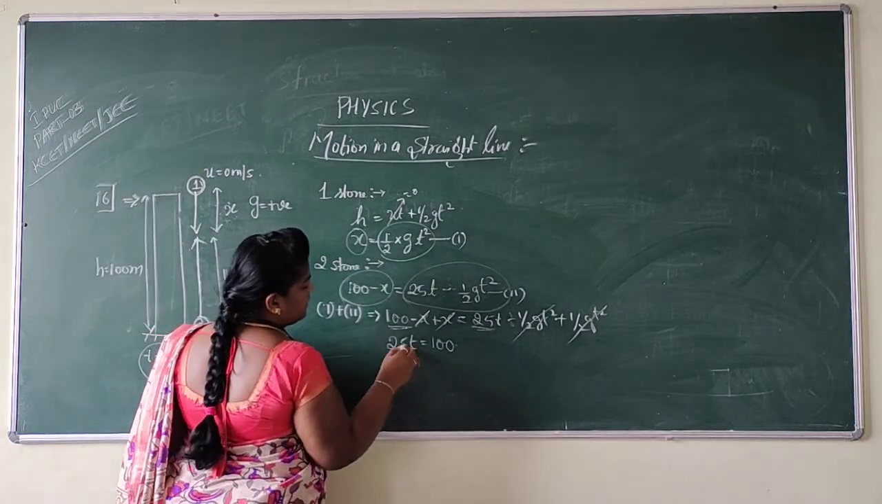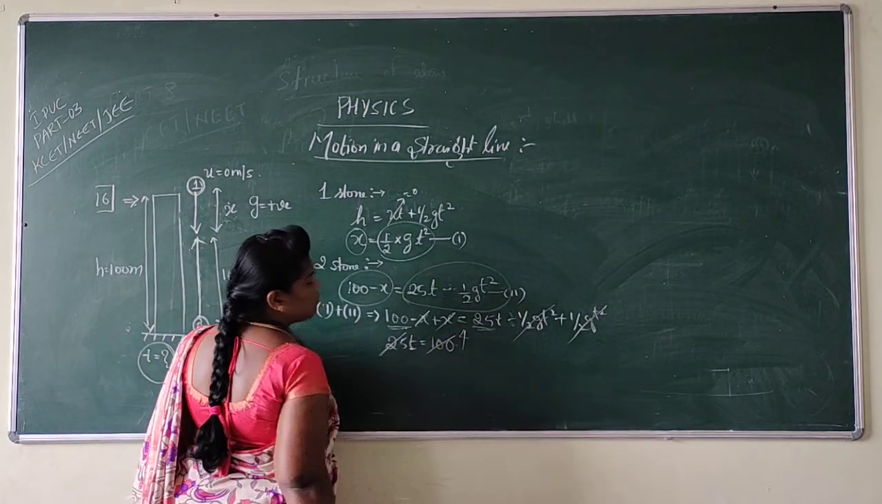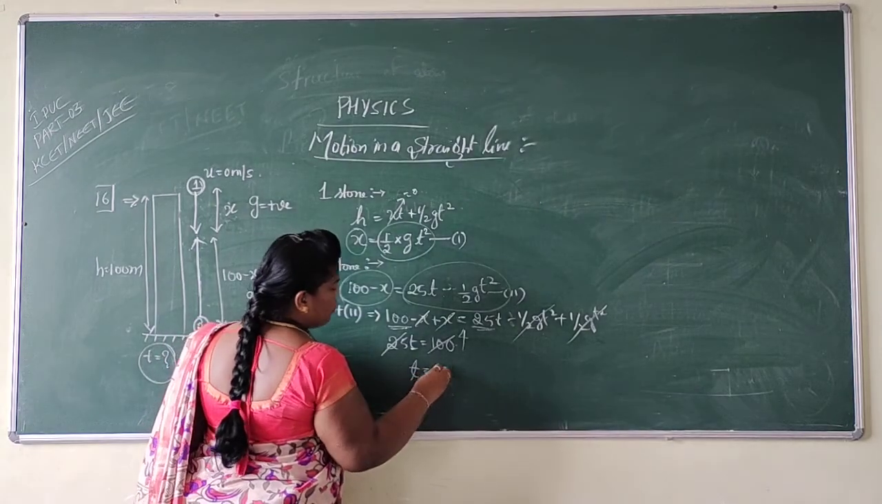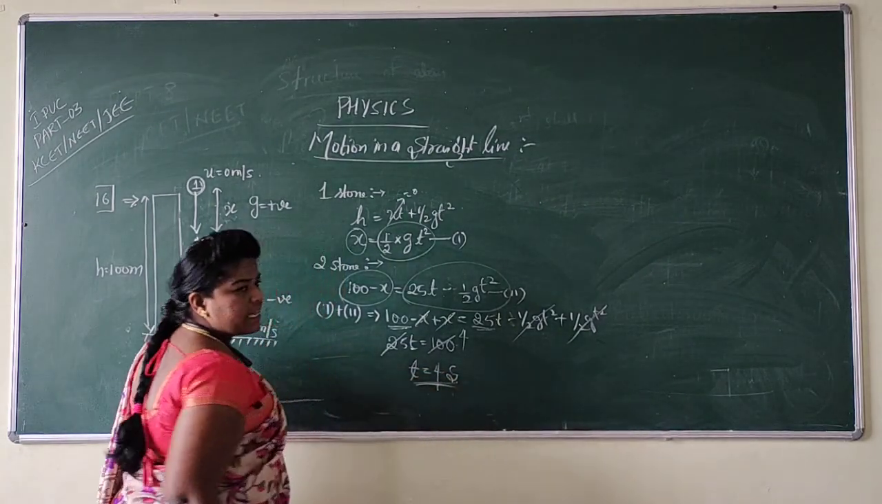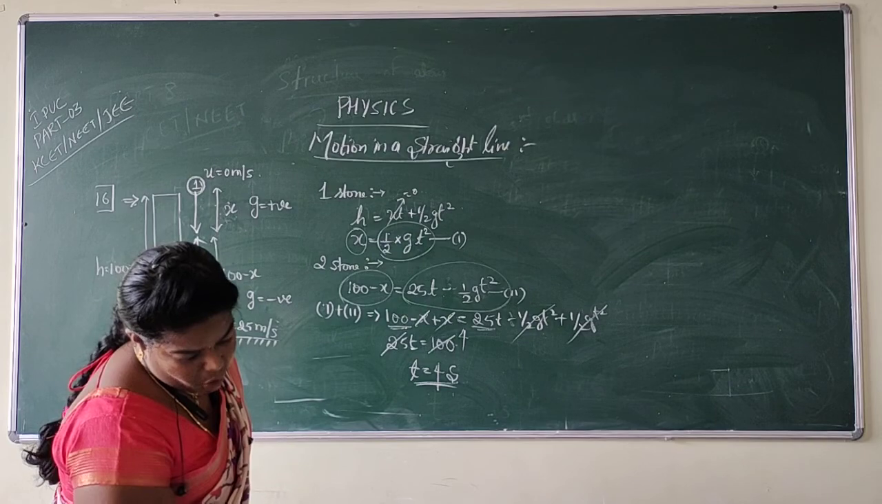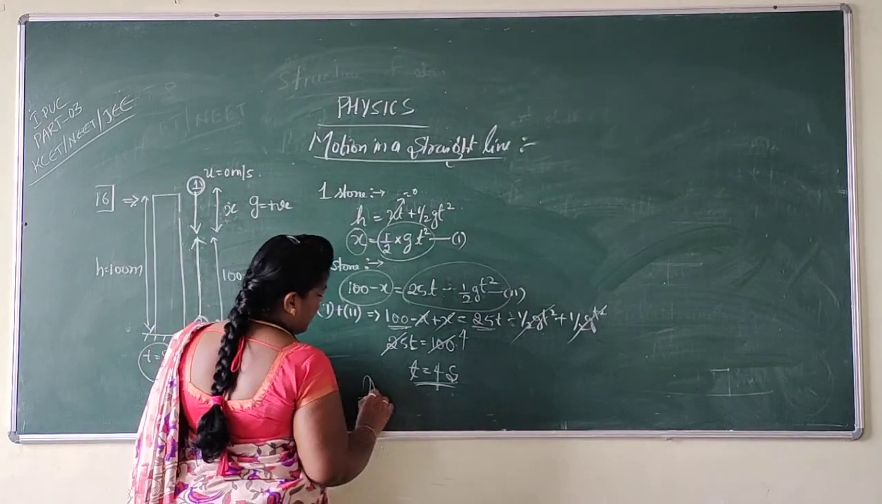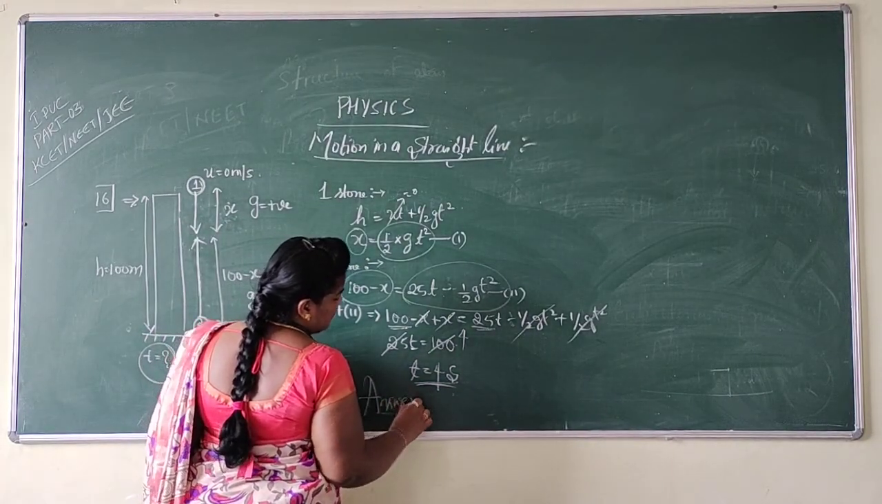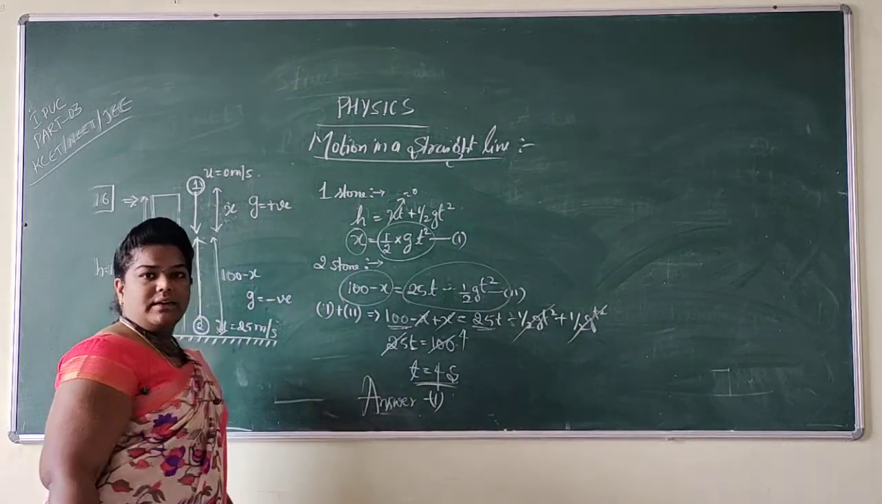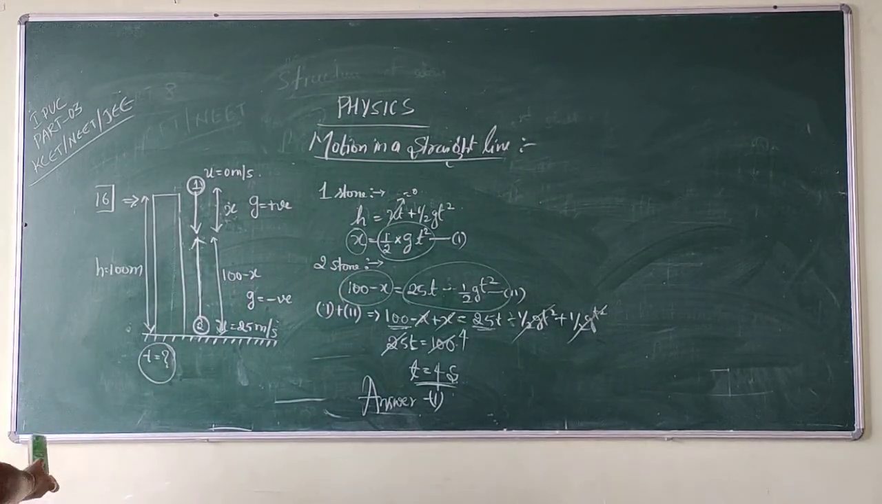I want to calculate t. So 25 ones are 25, fours are 100. So t is equal to 4 seconds. Which option is the right answer? You can see that option 1 is the right answer. Hope you got this.